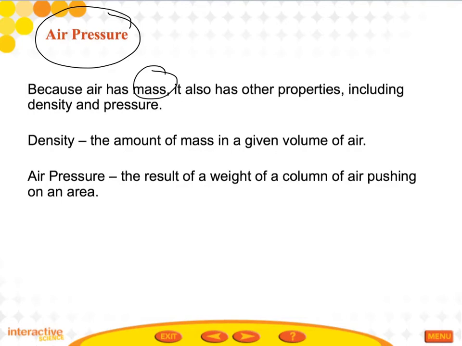Most of you should know right by now that density is the amount of mass in a given volume. So if you're given a volume of something, you can figure out how much mass it has, and that is its density. How much weight it has is another way that sometimes it's thought of. The other item here is air pressure. Air pressure is the result of a weight of column of air pushing on an area. Take a look at the next slide to get a better idea of what that is.